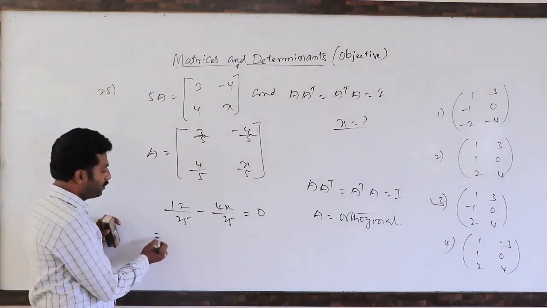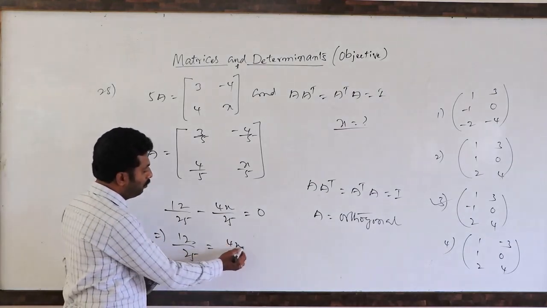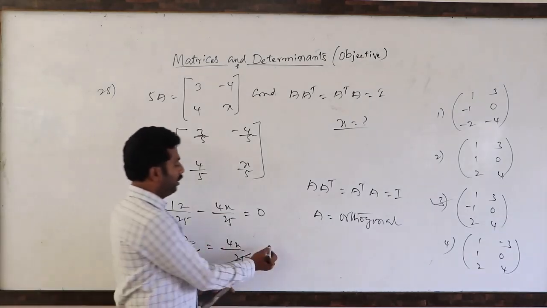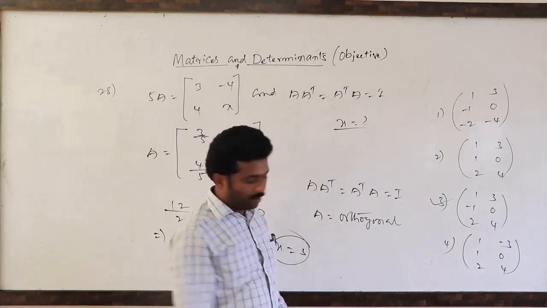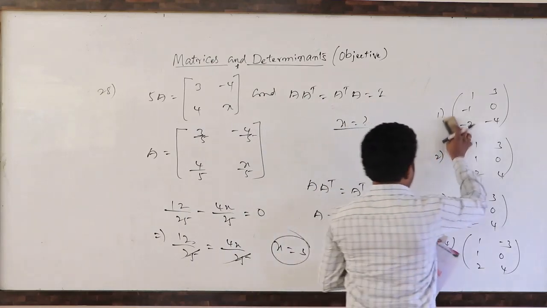So from this you observe 12 divided by 25 equal to 4x divided by 25. So clearly x equal to 3. So x equal to 3, and the first option is 3.